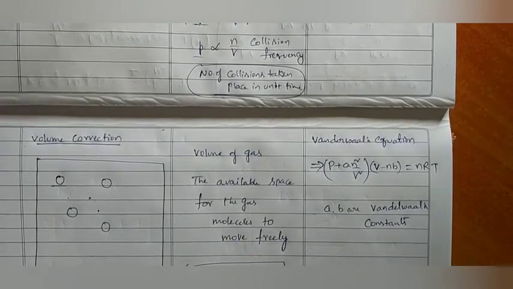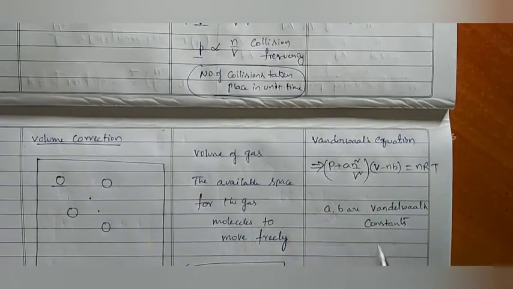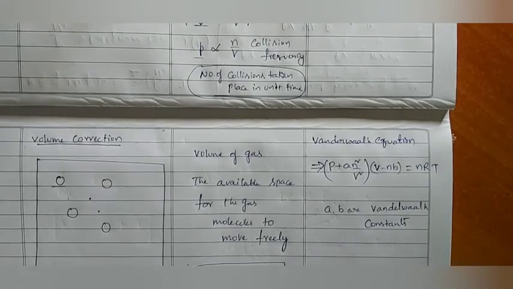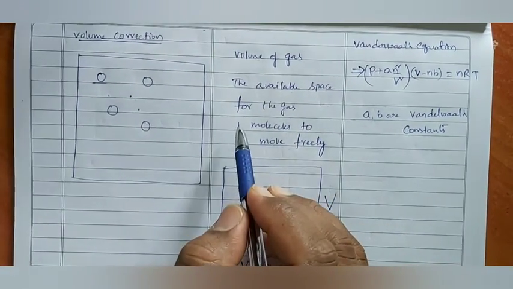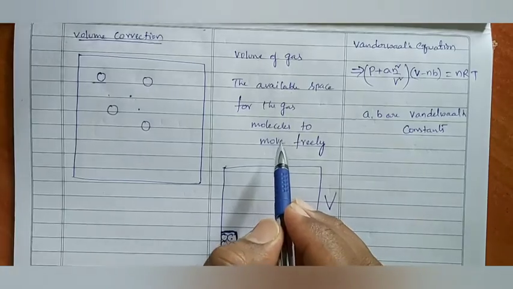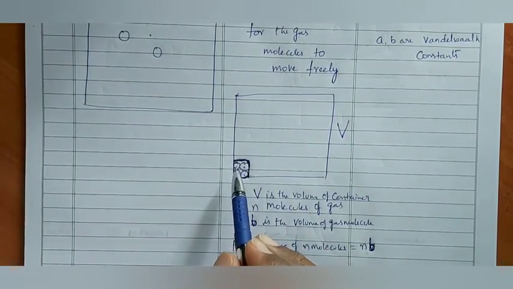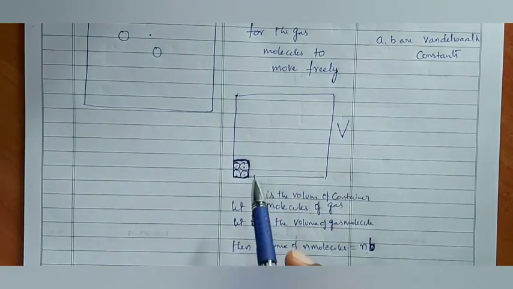Is it okay? So in today's class, we have seen the correction in pressure and the correction in volume also. Finally, we got the Van der Waals equation: P plus a n squared by V squared into V minus nb is equal to nRT. I hope you are clear, ma. From the definition, the volume of a gas is nothing but the available space for the gas molecules to move freely. In a real gas, the molecules' volume cannot be neglected. That volume must be subtracted from the total volume of the container.